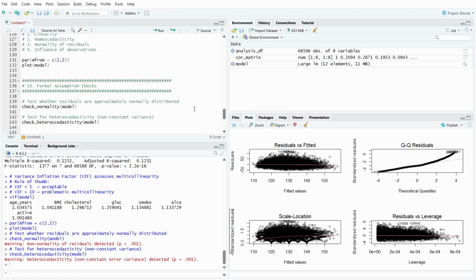In the next video, we will build on this concept and explore logistic regression, which is used when the outcome variable is binary, such as disease presence or absence. Continue the series as we develop more advanced modeling techniques for real-world public health data analysis using R.